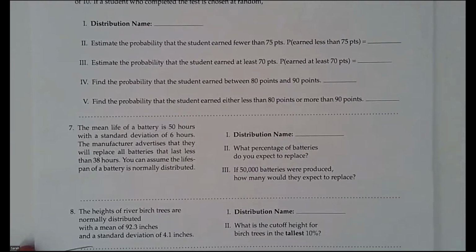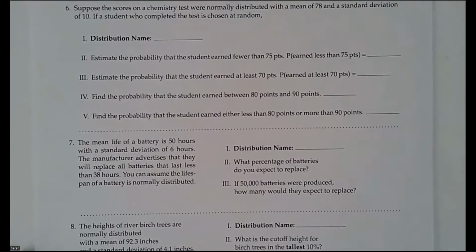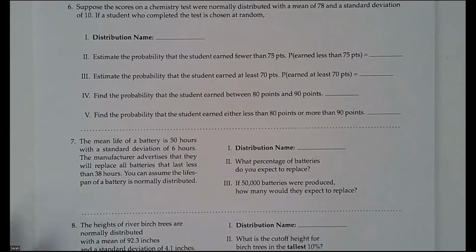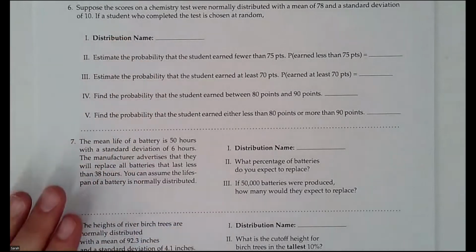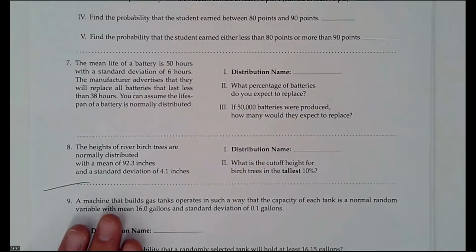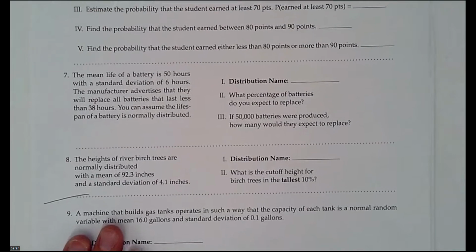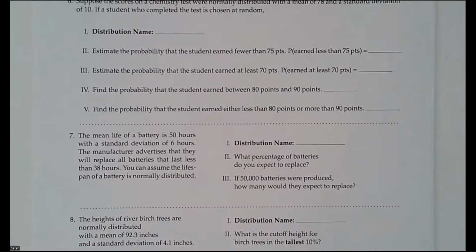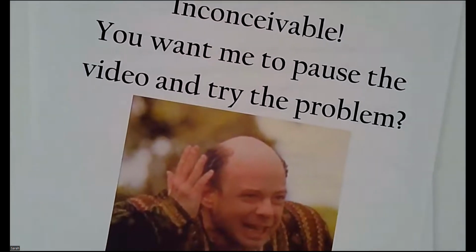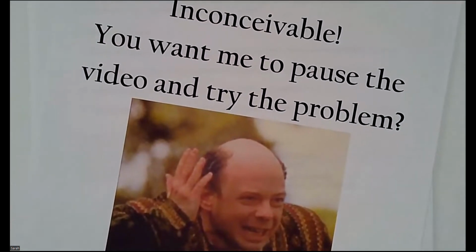In the last video, we looked at how to use technology to find probabilities and cutoff scores. So what I'd like for you to do now is to work on the problem for the chemistry test, the batteries, and the birch trees. But don't do the one with the gas tanks. We'll do that one together in the next video. So for these three, go ahead and pause the video, give them a try, and I will meet you in the app in just a couple seconds.